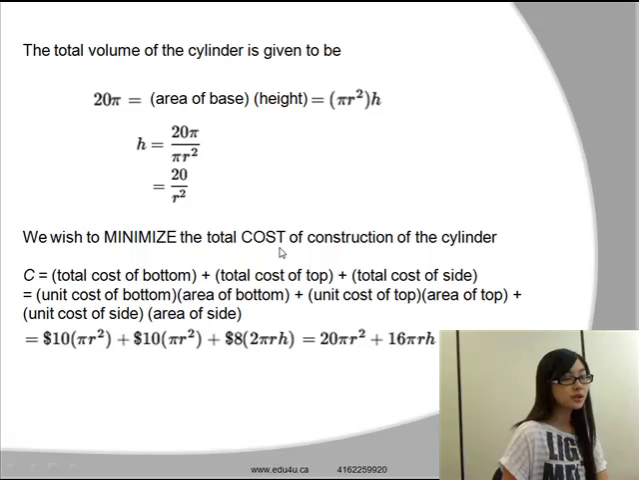Remember, keeping in mind that we wish to minimize the total cost of the construction of the cylinder. The cost will be equal to the total cost of the bottom plus the total cost of the top plus the total cost of the side. That will be equal to $10 times pi r squared plus $10 times pi r squared plus $8 times 2 pi rh, which will be equal to 20 pi r squared plus 16 pi rh.